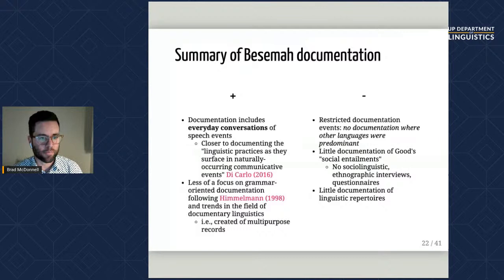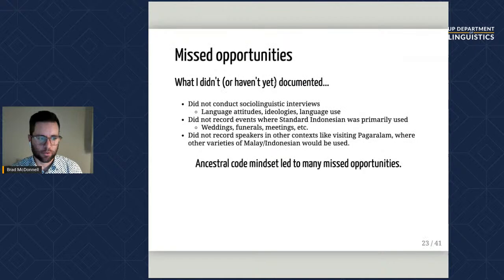Now, there were some minuses, some things that I missed out on in documenting Busuma the way that I did, with more of an ancestral code sort of approach or an event-based sort of approach. I restricted the documentation events. I was really focused on those speech situations where only Busuma was used. So I didn't record weddings, funerals, or these other areas where Indonesian was used. I also have little documentation of the social entailments. I didn't do sociolinguistic or ethnographic interviews or questionnaires. And so I have little documentation of the linguistic repertoires.